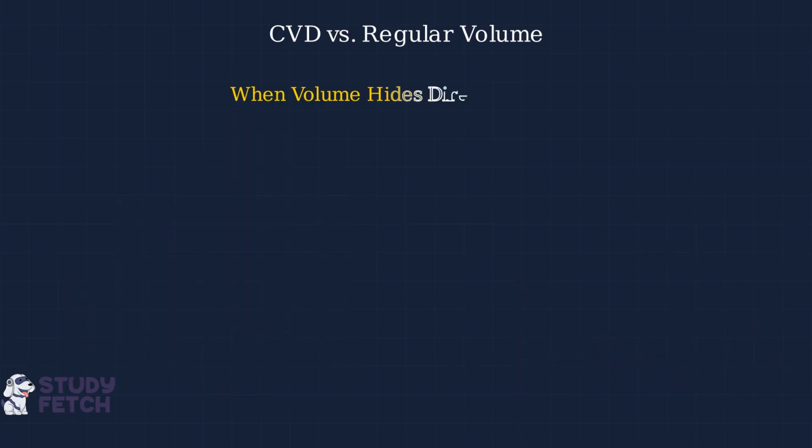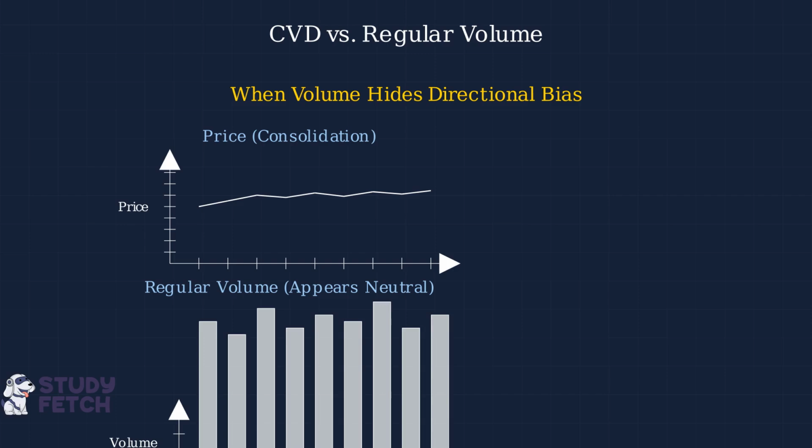Let's examine a scenario where regular volume might appear neutral, but CVD reveals a strong directional bias. In this example, despite similar volume bars, CVD clearly shows accumulation by large players. Notice how the CVD line continues to rise despite price consolidation.